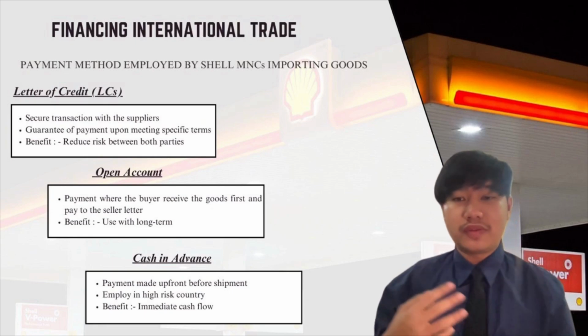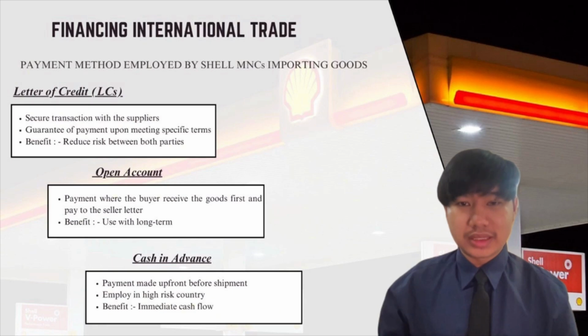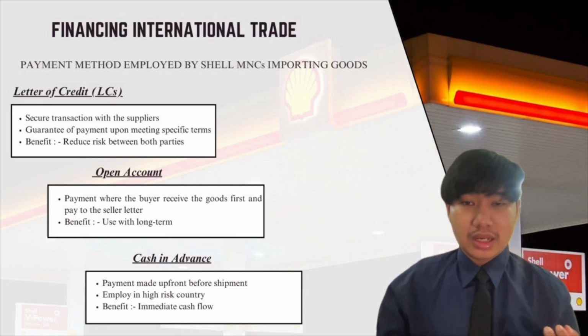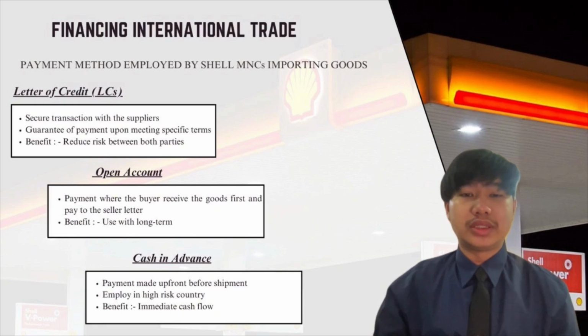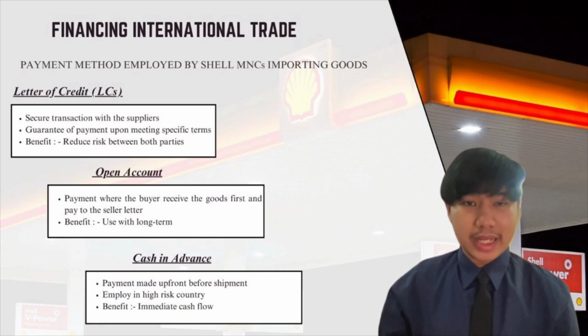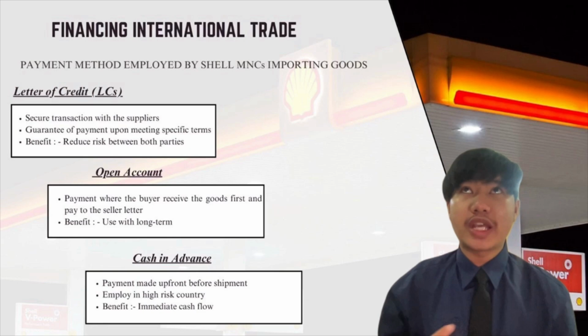For the example of Shell's context, a letter of credit could have been used where Shell imports massive quantities of crude oil or refinery equipment, or where Shell is dealing with less known suppliers. The second method is open account, where payment is made after the delivery of goods or services has been offered. This method of payment and delivery of goods within an agreed period improves cash flow.